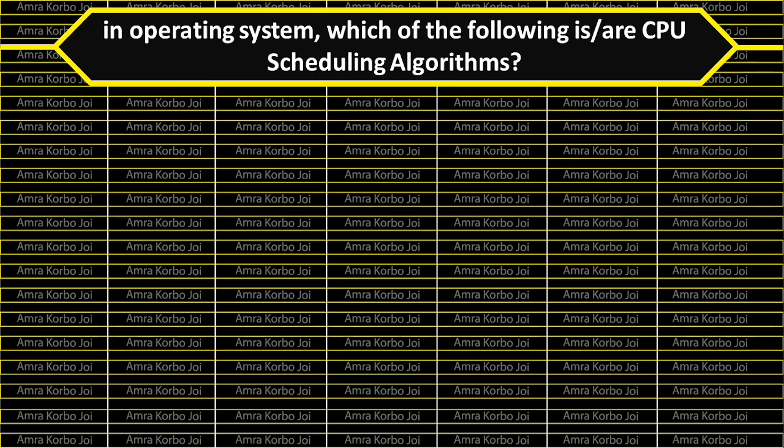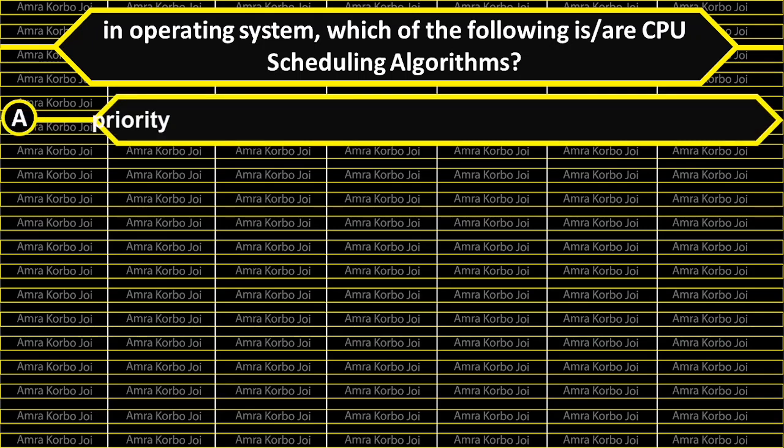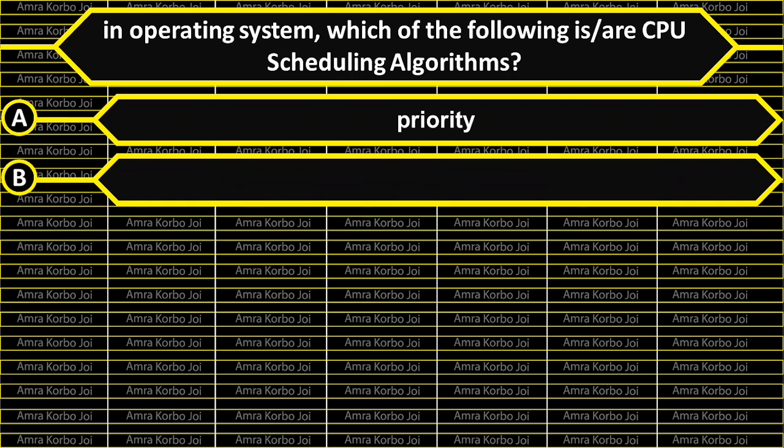In operating system, which of the following is or are CPU scheduling algorithms? Option A, priority. Option B, round robin.